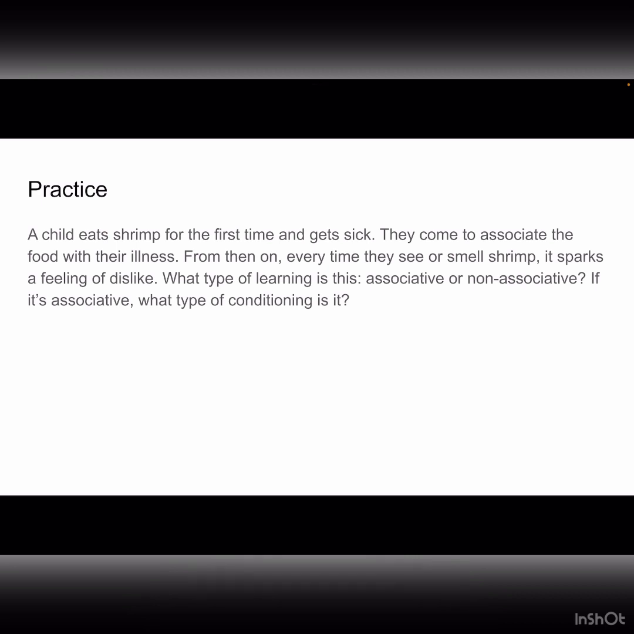A child eats shrimp for the first time and gets sick without being allergic. However, they come to associate the food with their sudden illness anyway. From then on, every time they see or smell shrimp, it sparks a feeling of dislike. What type of learning is this, associative or non-associative? If it's associative, what type of conditioning is it?